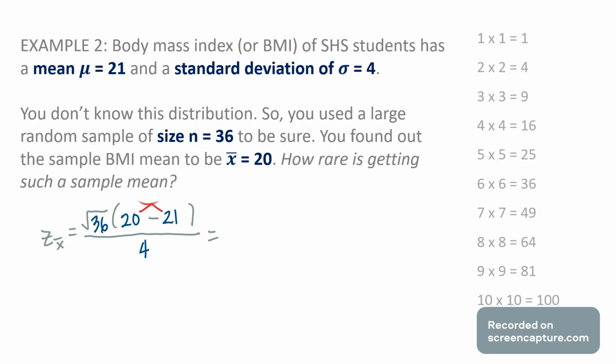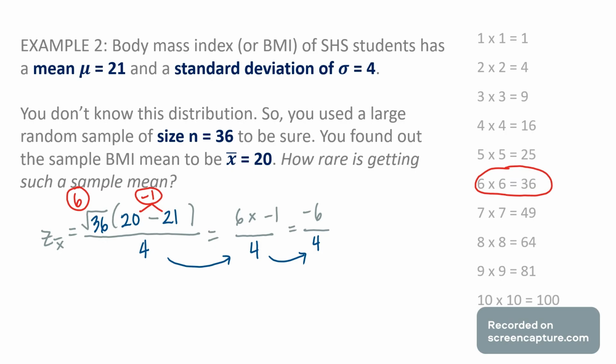Subtracting 20 and 21 is negative 1. Do not interchange them, x bar and mu. X bar comes first before mu. Then the square root of 36 is 6 because 6 times 6 is 36. Multiply the two results. 6 times negative 1 equals negative 6. Divide this by the sigma of 4, and negative 6 divided by 4 finally equals negative 1.5.